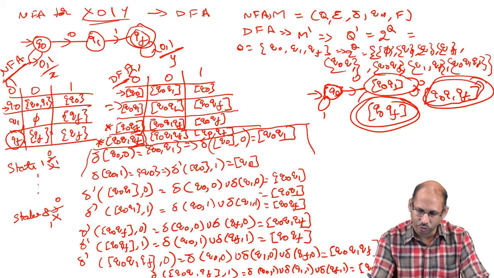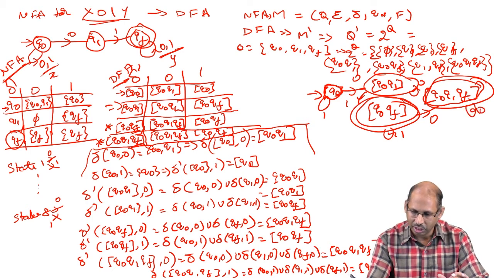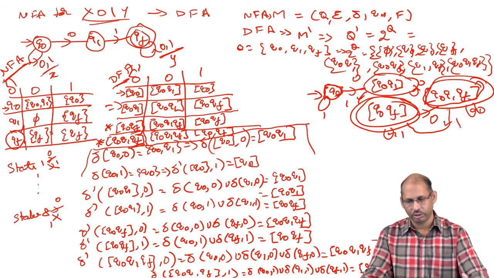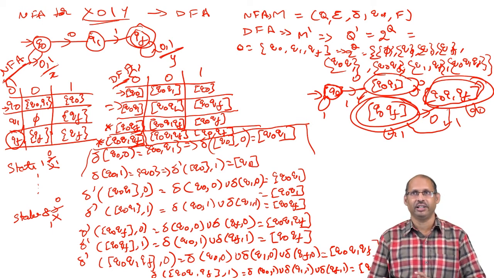On 1 it is going to Q naught QF. Q naught Q1 on 0 is going to Q naught Q1 QF, on 1 same state. Then Q naught Q1 QF on 0 is the same state, on 1 going to Q naught QF. So we have represented the equivalent DFA in the transition diagram.